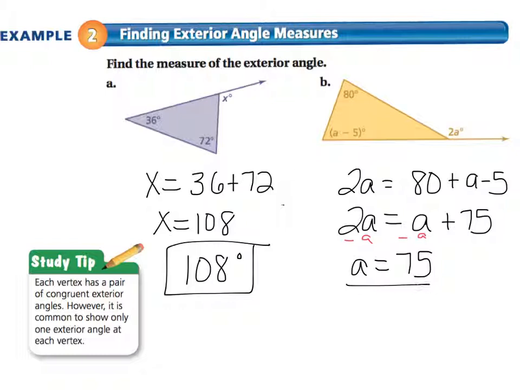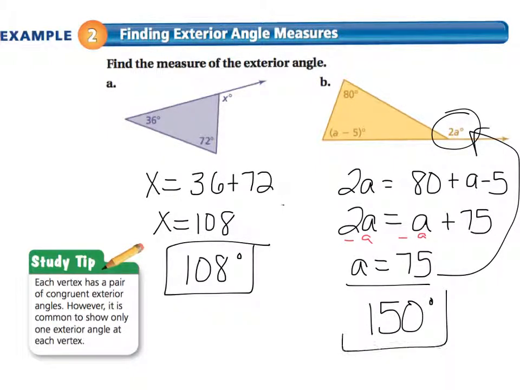Now, a equals 75 is not my answer. I want to know the exterior angle. So I take the 75, plug it in, easy. 2 multiplied by 75 gives me 150 degrees.